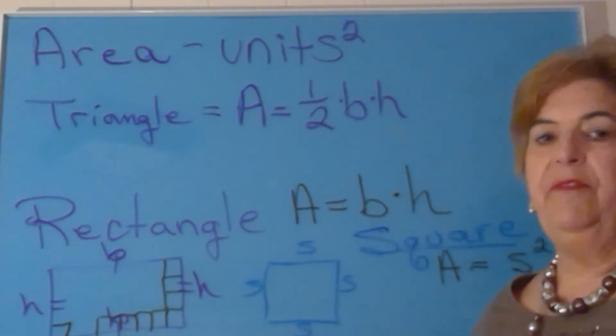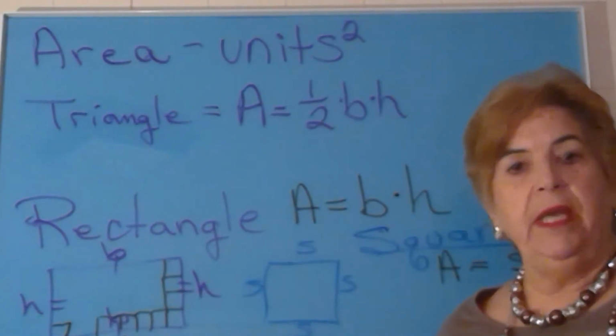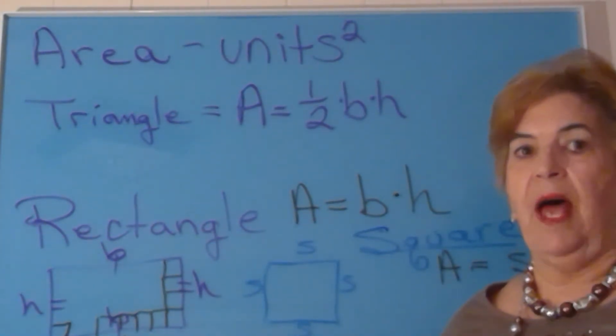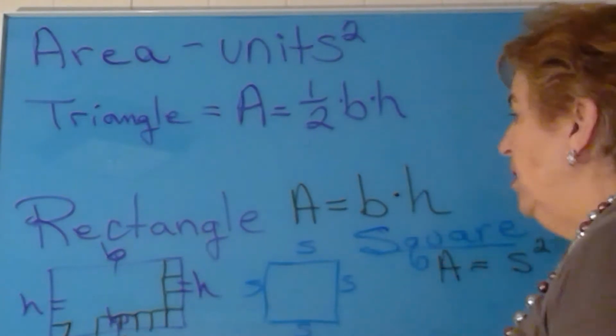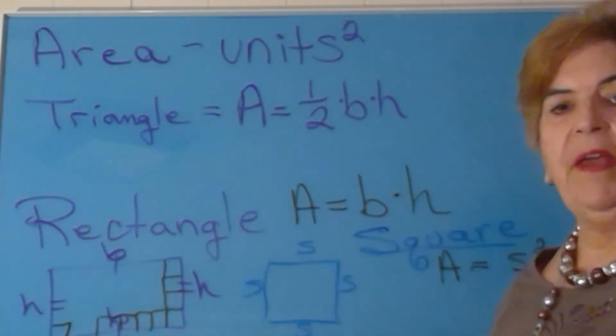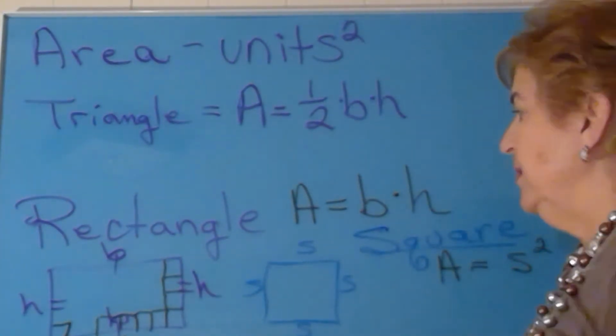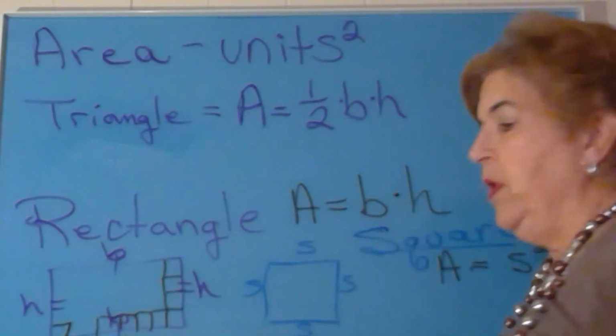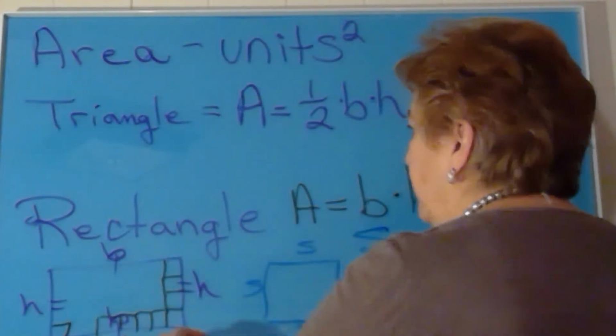As I said when we were looking at perimeter, often they'll only give you one side. Find the area of a square that has a side of 7. Well, all you have to do is square 7. 7 squared is 49. So it'd be 49 square units, whatever the units are.